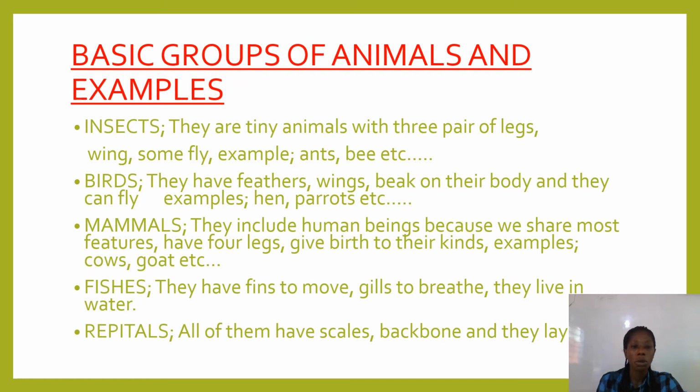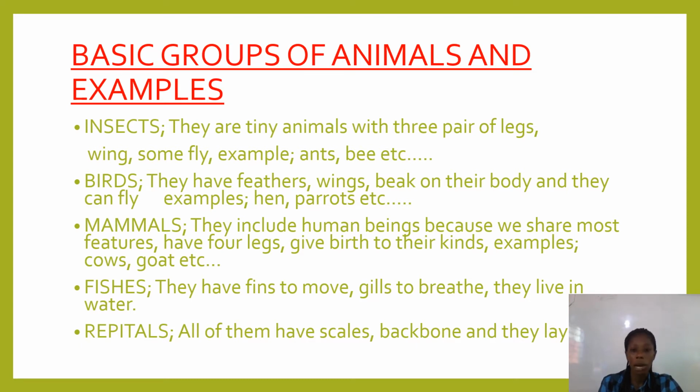Now, we will also look at basic groups of animals and their examples. Animals have been put into several groups, and here we have the group of insects. And insects are tiny animals with 3 pairs of legs, wings, and some can fly as well. Examples, we have ants, bees, etc.